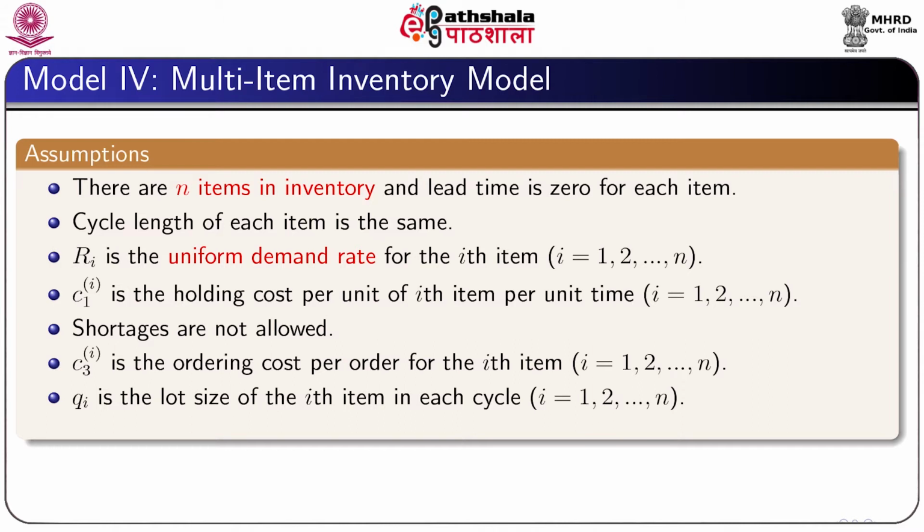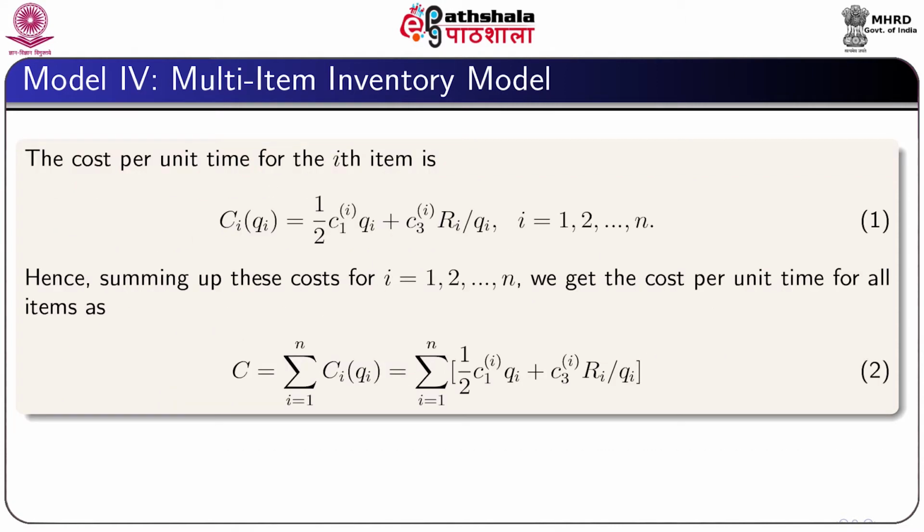We consider C3i as the ordering cost per order for the ith item, and Qi is the lot size of the ith item in each cycle. The cost per unit time for the ith item can be written as Ci(Qi) equal to half C1i Qi plus C3i Ri by Qi. The first term denotes the holding cost and the second term denotes the ordering cost.